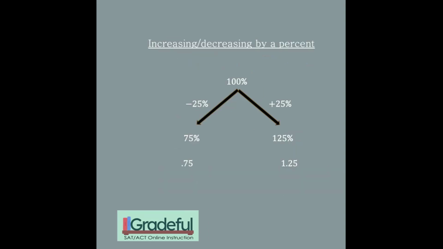And to do that, we're talking about increasing or decreasing something by a percent. So let's just say a number starts at 100% and it goes down by 25% or up by 25% from there. Then that would take it to either 75% if it went down 25% or 125% if it went up 25%. In decimal form, this would be 0.75, this would be 1.25. So what I'm saying is that to increase a number by 25%, I have to multiply it by 1.25. Or to decrease it by 25%, I have to multiply it by 0.75.